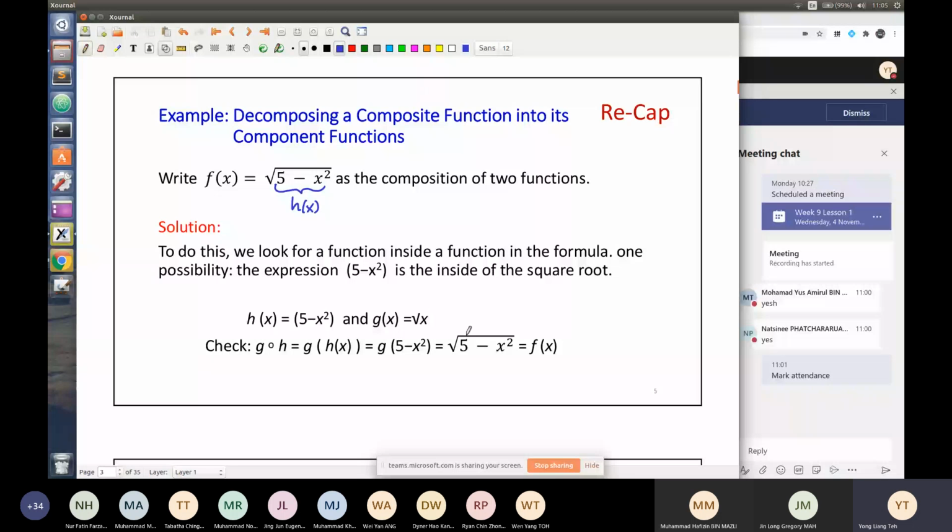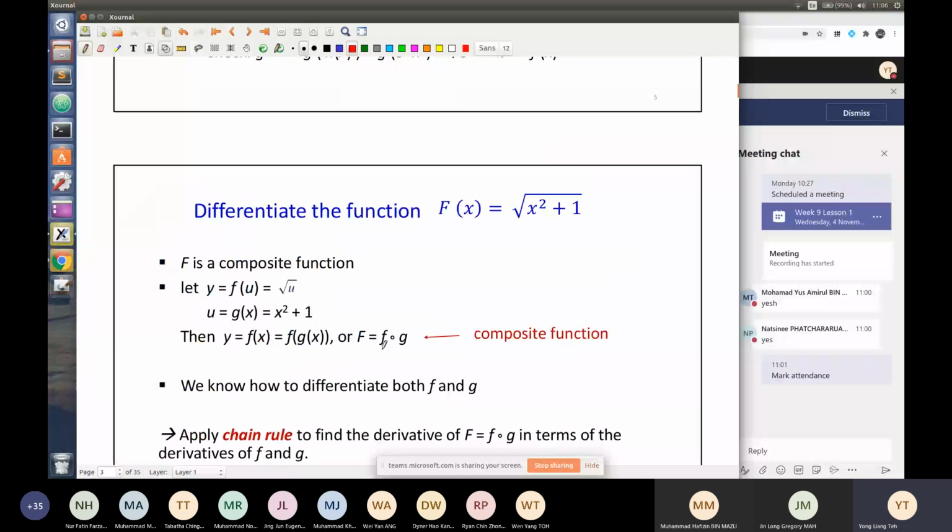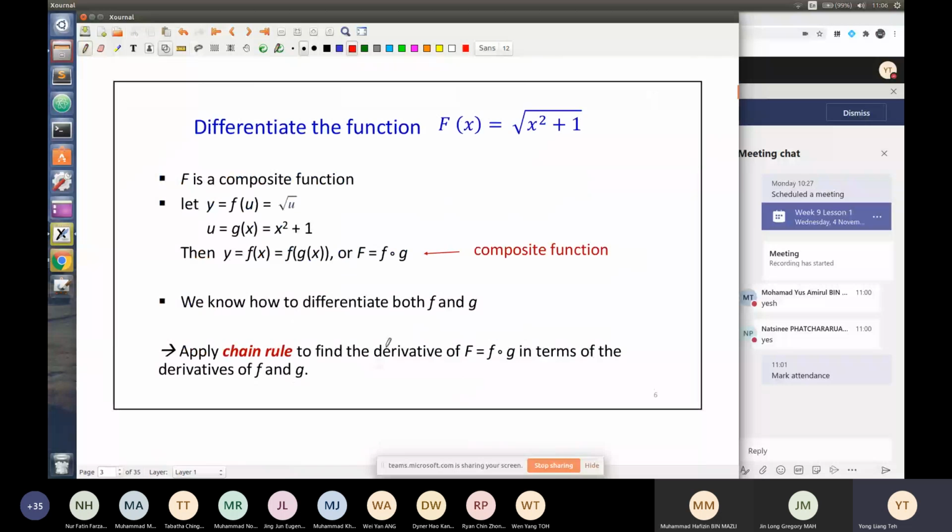You can see that this is g of h, because the outer function, which we show in the same color, is your g of x. So g of x is equivalent to the square root of x, and it is the square root of h, so it's g of h, as we have identified here. Now, how do we actually go about differentiating this? Let's move on to the concept of the chain rule.